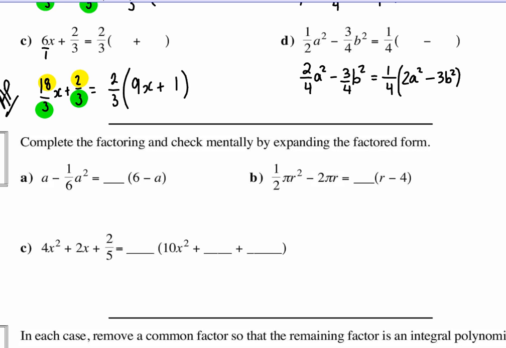Okay? Okay, next one. Common denominator. What's the coefficient of the first variable? 1, so we could write that instead as 6 over 6a minus 1 over 6a squared. So what are we factoring out? 1, 6, and a. So would you agree when you factor out 1/6a, we're left with 6 minus a? Good.